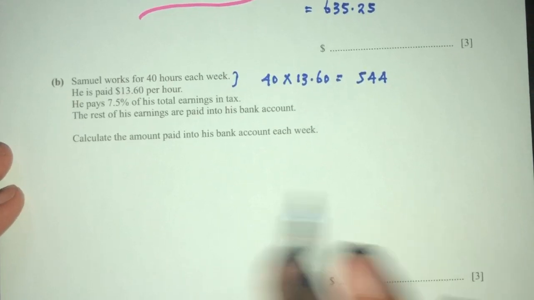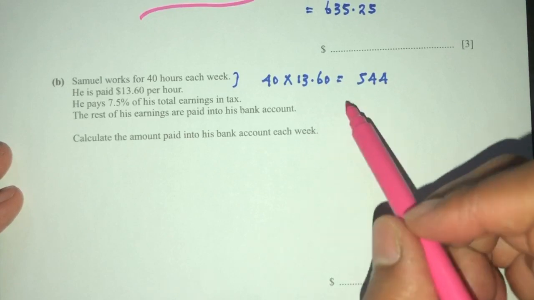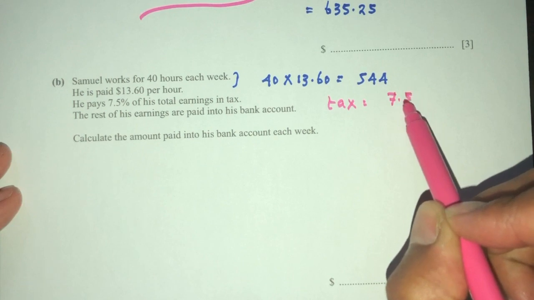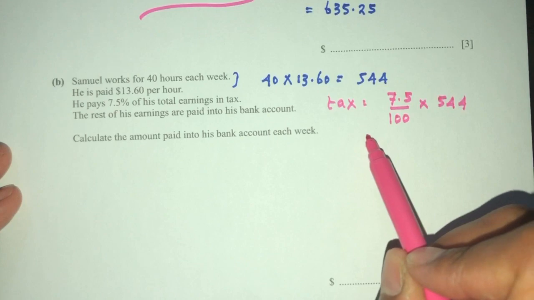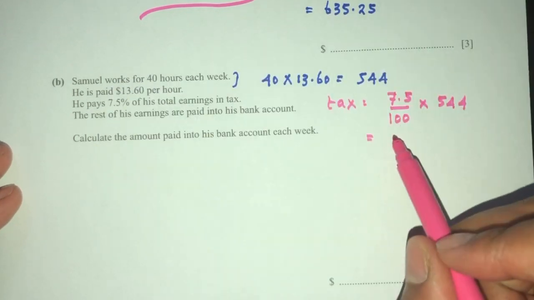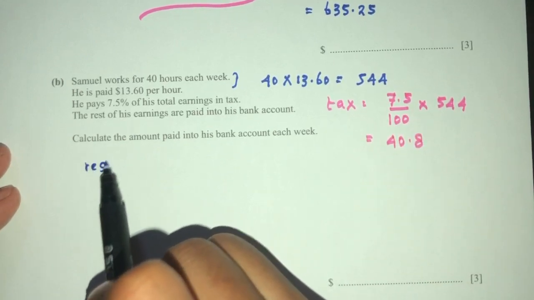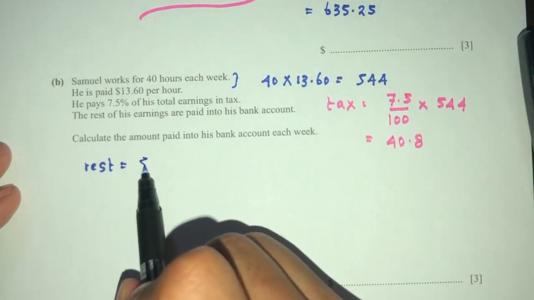So one way of doing this question, we know that he pays 7.5% as tax. So how much does he pay as tax? Tax is equal to 7.5% will be 7.5 divided by 100 of the amount that he gets, so 7.5 divided by 100 times 544, that should be 40.8. So finally, the amount that is left will be 544 minus the answer, that should be 503.2. So you can see that will be the amount that goes to his bank.